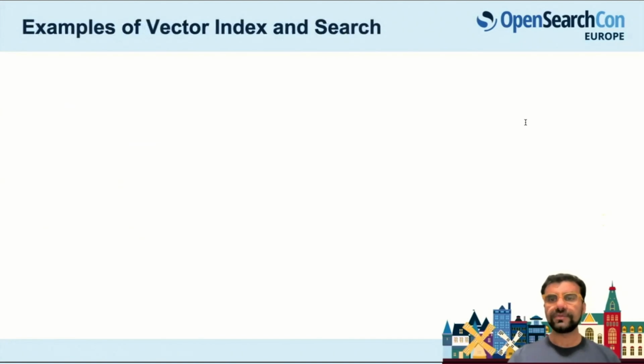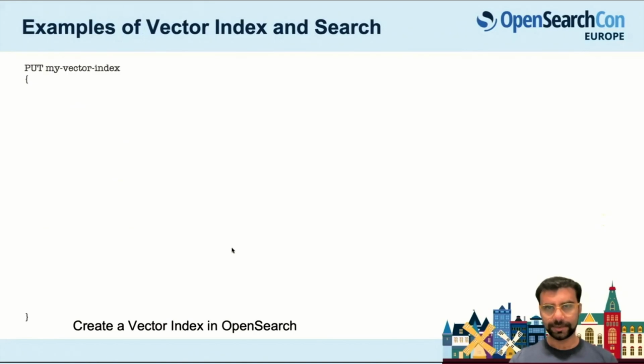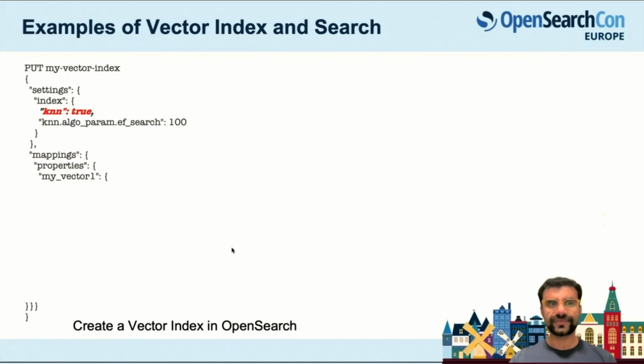So now that we've gone over some of the vector theory, the engines, and the algorithms, let's see an example of how you will create a vector index in OpenSearch. Creating a vector index requires the following steps as part of the create index statement. So we'd start with a PUT command to create an index. We set the index.knn value to true to enable KNN search functionality. We will specify a field that we will use as the vector field. In this case, it's my_vector1.